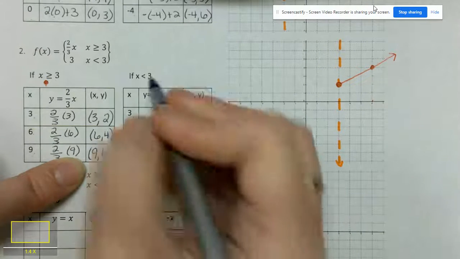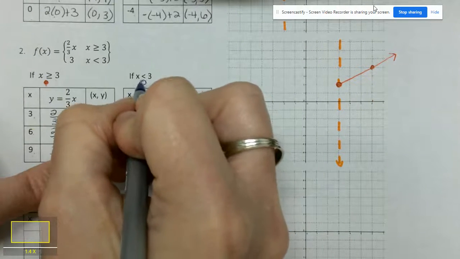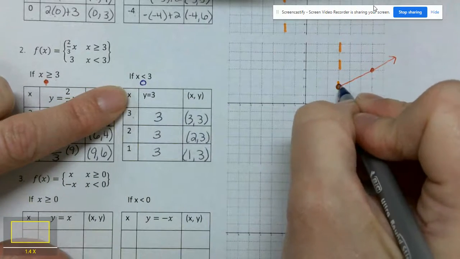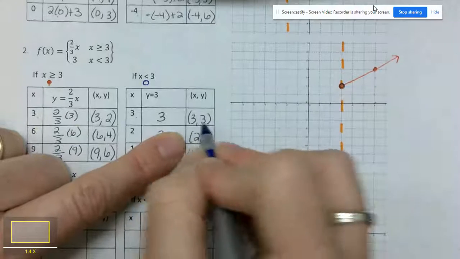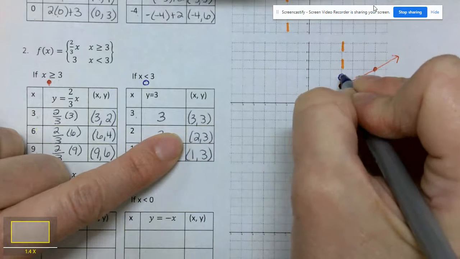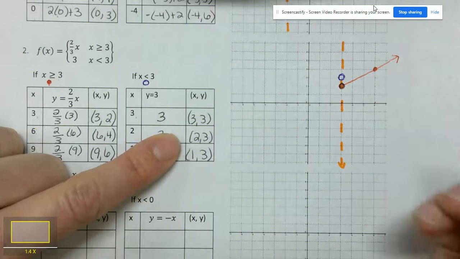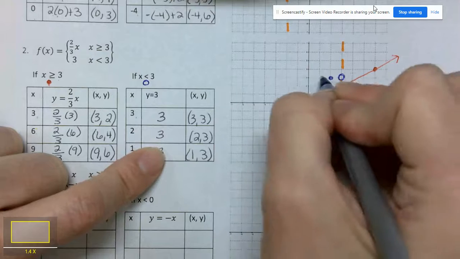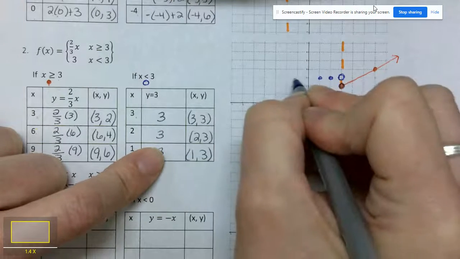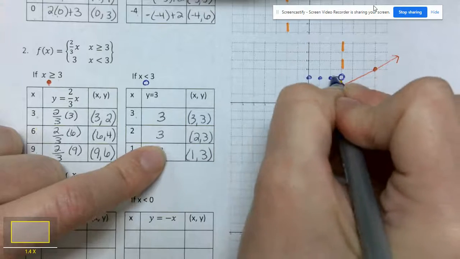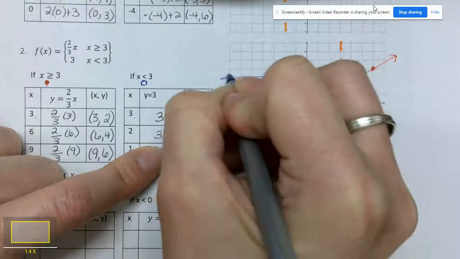Okay, now let's go to the other side. For x is less than 3, that's going to be an open circle at 3. So I'm just going to circle that one because it's the same. Oh, sorry. 3, 3. So 3 and then 1, 2, 3. That's going to be an open circle here. I messed that up. Sorry. 3, 3. And then 2, 3. 1, 3. Hopefully you can see it's just going to continue out through here. Okay. So we're going to have a straight line out through there.